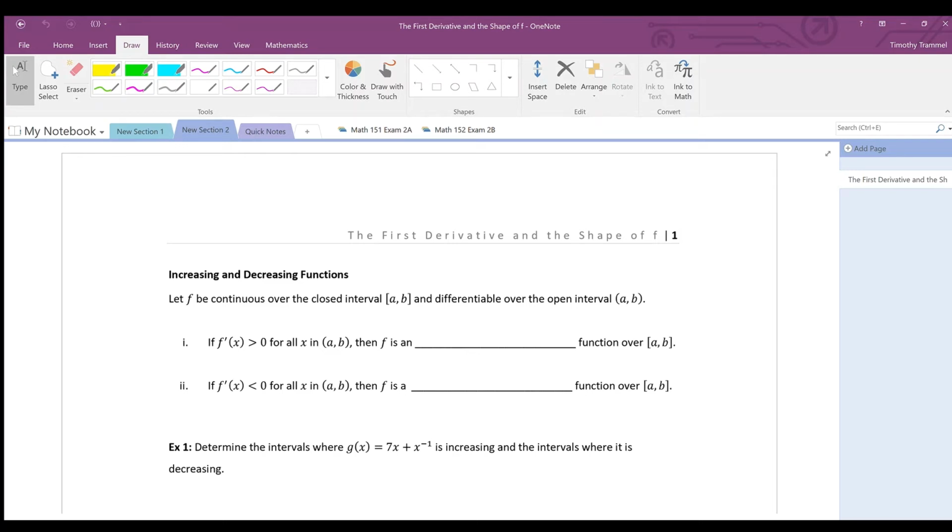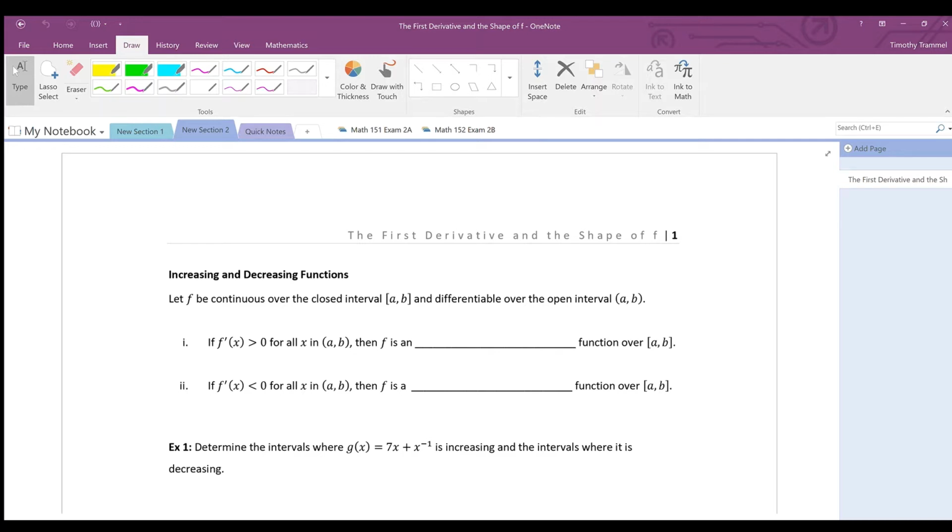Today we are going to cover the first derivative and the shape of f, and really the primary thing that we're going to be focusing on here is the first derivative test, which is going to help us identify local minima and local maxima. So let's see what we have here first.